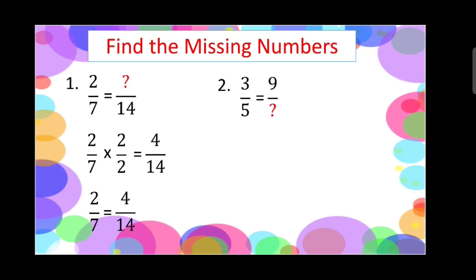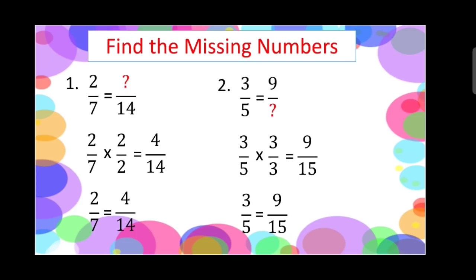Paano naging 9 nyo? Saan minultiply? Okay, very good, sa 3. So, kung nag-multiply tayo ng 3 sa numerator, ganun din po sa denominator. So, 3 times 3 is equal to 9. Then, 5 times 3 equals 15. The equivalent fraction of 3 over 5 is 9 over 15. So, therefore, 3 over 5 is equal to 9 over 15.